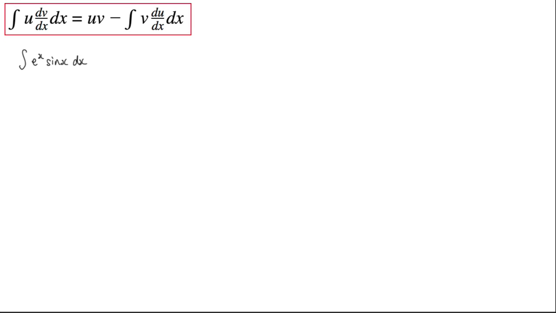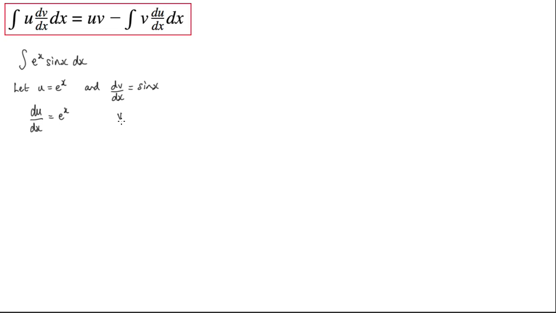In this lesson, I want to show you how to find the integral of e to the x sine x. So again, let's start with letting u equal e to the x, and the dv by dx part will be equal to sine x. Now I need to differentiate this, so du by dx is equal to the differential of e to the x, which is simply e to the x.